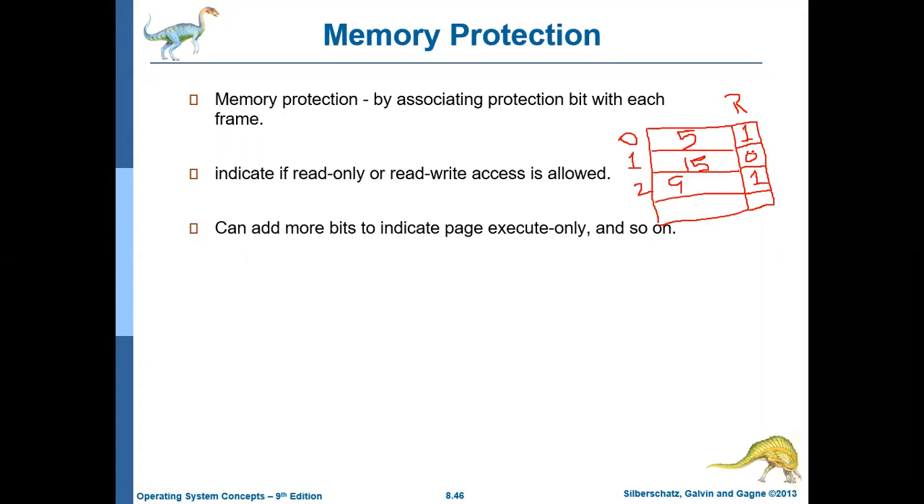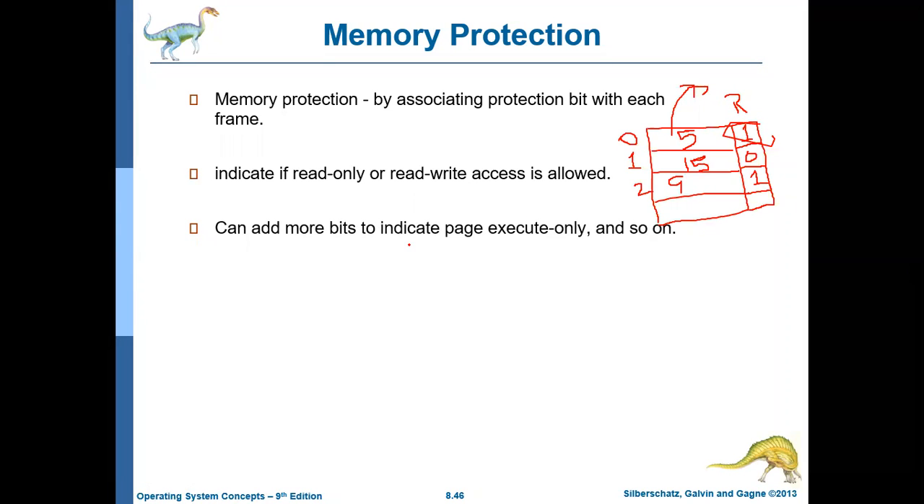So this extra bit will say something about the particular memory location which comes out of this. This is just a frame number. From this frame number and the offset we get the physical address. So for that particular physical address, is it read-only or not? That can be represented by adding an extra bit which says whether it is read-only or not.